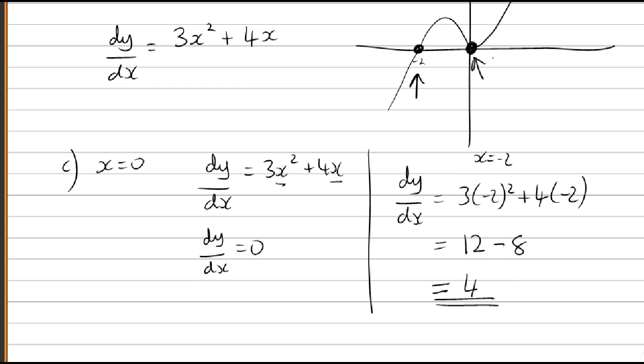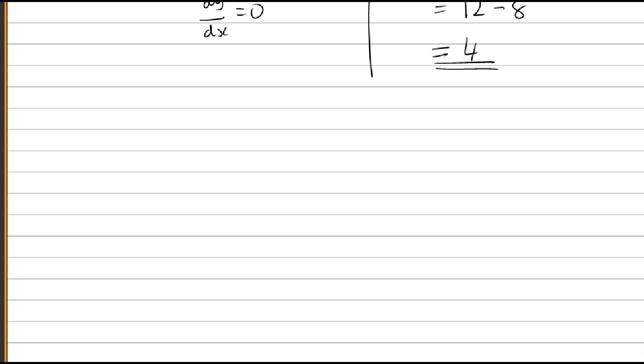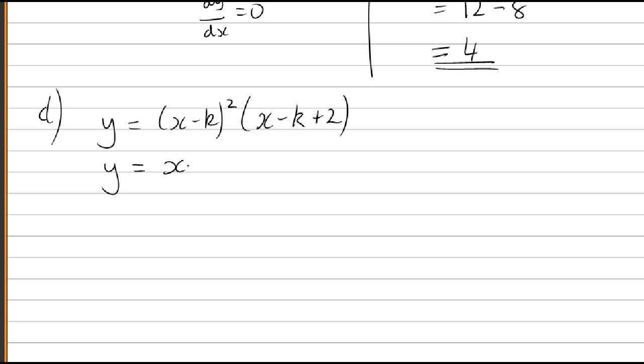Okay then, in part D we are asked to sketch the curve C2 that has the equation y equals x minus k all squared, x minus k plus 2. Now let's compare this to the original function, and the original function was y equals x squared in brackets x plus 2. So the only difference between these two is that we've got a translation of x minus k, which means the translation is in the positive x direction by k units. Now we are told as well in the question that k is greater than 2.